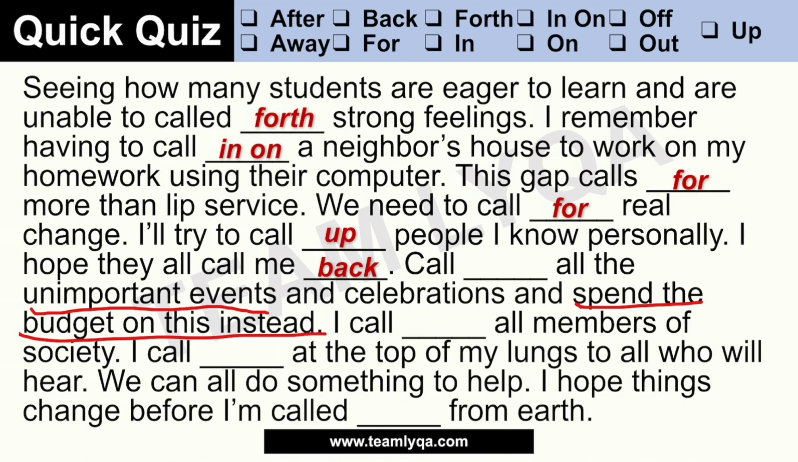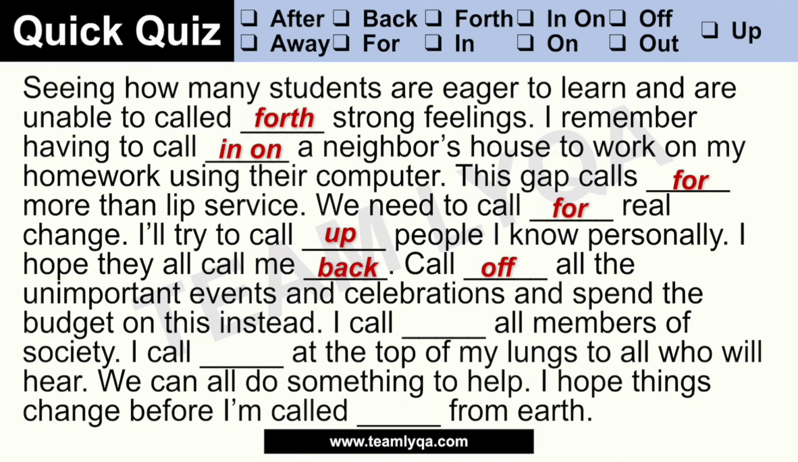tulong. So this would be call off. Call off all the unimportant events and celebrations. Nagbabayad pa tayo ng kaya ng birthday cake, ng fireworks or anything na unnecessary. Itigil na yan at gastusin na lang yung pera para sa mga batang nangangailangan.